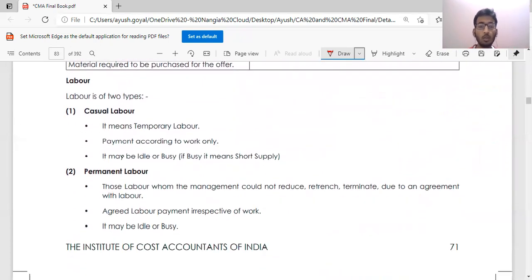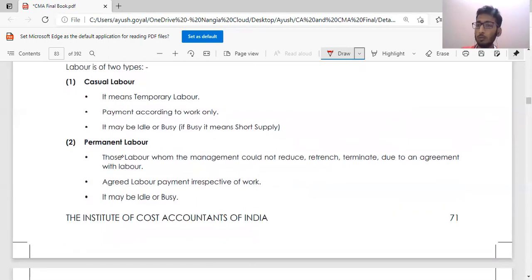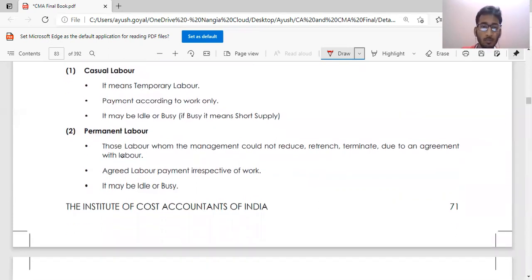Now let's come to the labor cost. What would be the relevant cost in case of labor? Suppose I take casual labor for my project. If I take casual labor, the labor cost would be my relevant cost, because I am specifically hiring the labor just for the project purpose. So my labor cost would be the cost which I am paying to the labor.